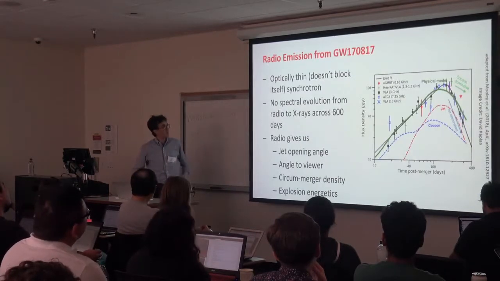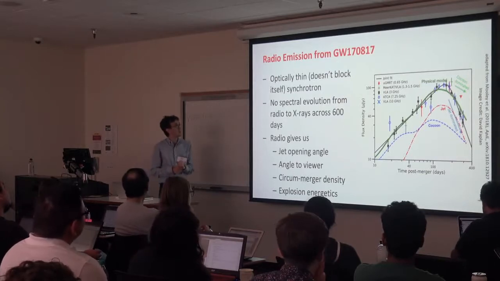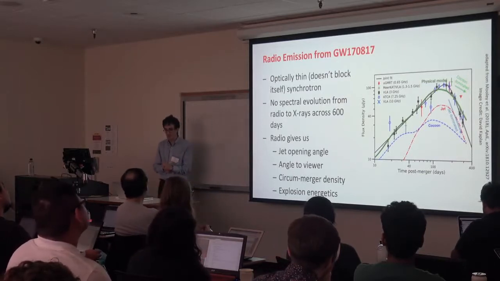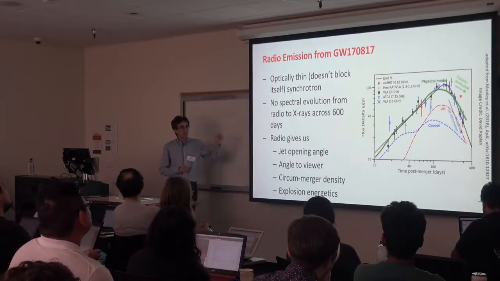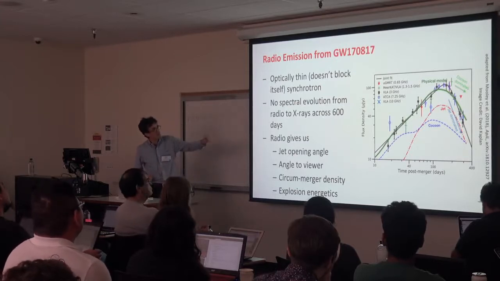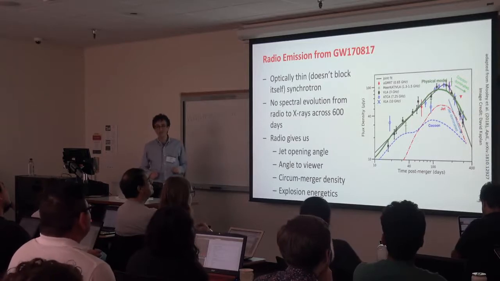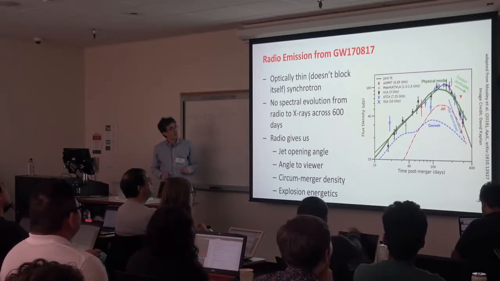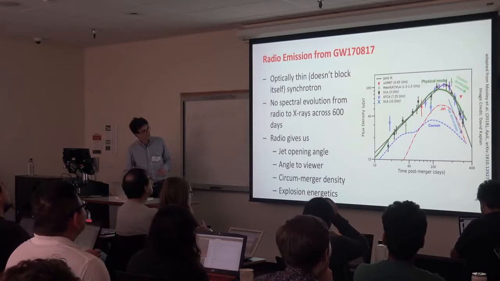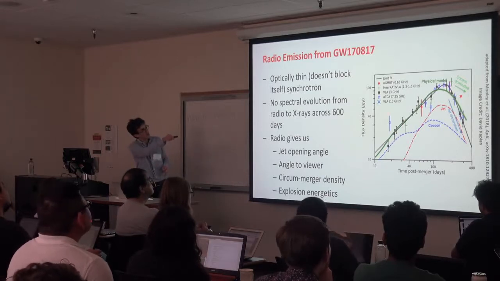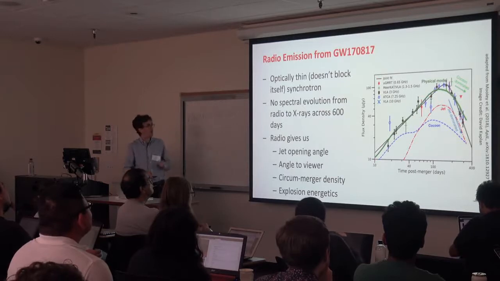So the radio emission that we ended up seeing from 170817 is consistent with this picture. What we're seeing here is the light curve. It's the flux density, the brightness of the radio source, as a function of time. And you see a bunch of points. They are labeled by the different telescopes that we observed them with, and they have a number of different models. We'll get to the models later.